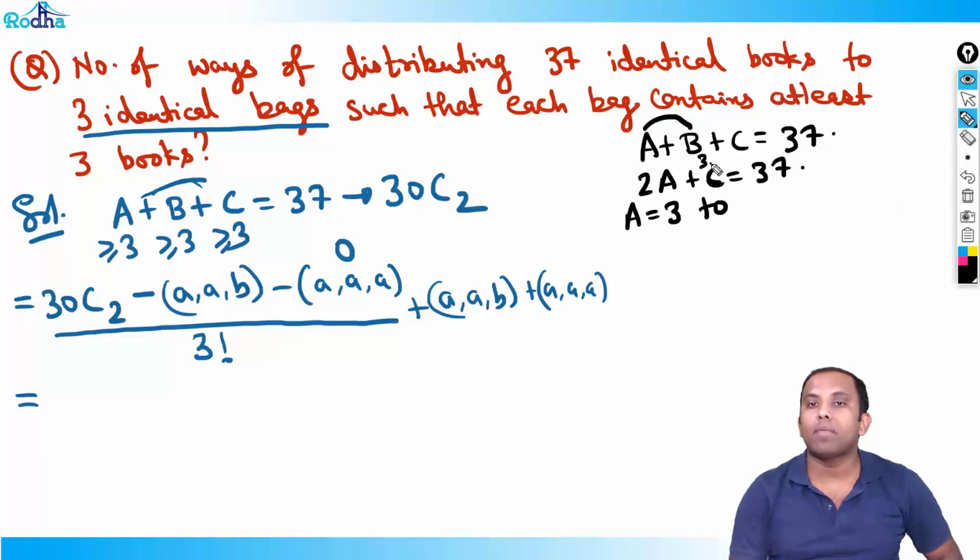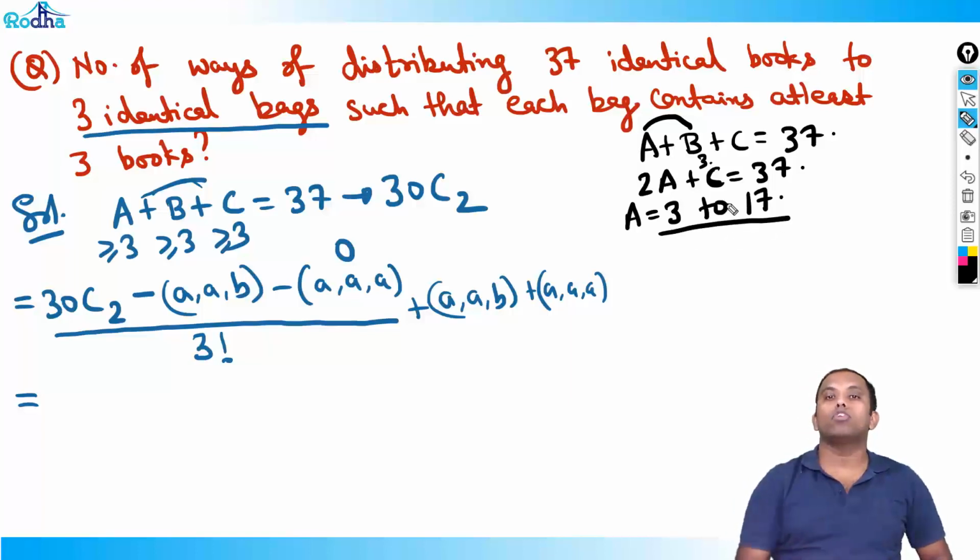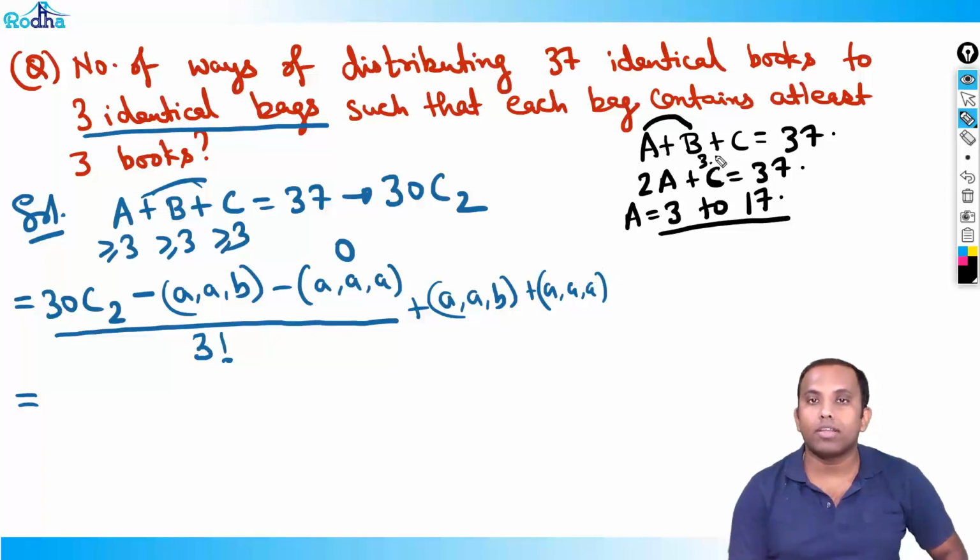So 37 minus 3 is 34. 34 by 2 is 17. So A can take all the values from 3 to 17. That's it. A can take 15 values. That's it, right? So again, A plus B plus C equal to 37.